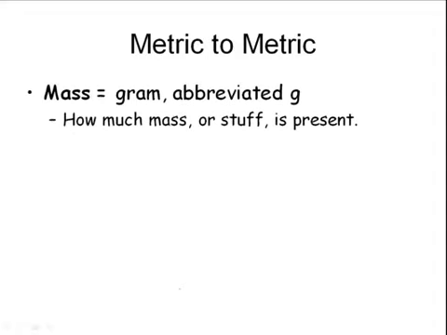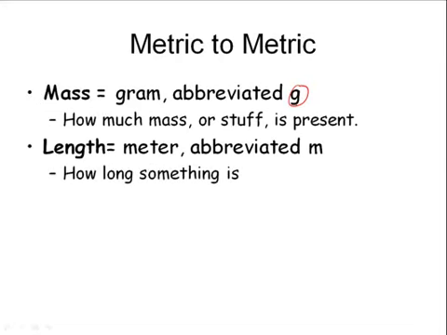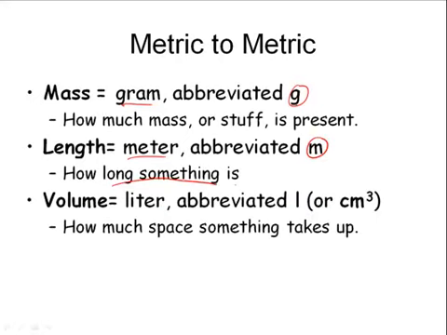So taking a look here, mass, we use grams to denote mass, and grams are abbreviated as g. Mass means how much stuff is present. Length, we refer to meters, and we use m, and length refers to how long something is. Volume refers to how much space something takes up.